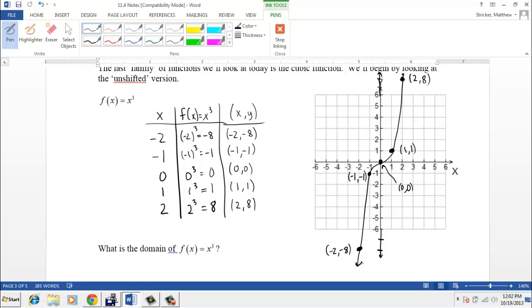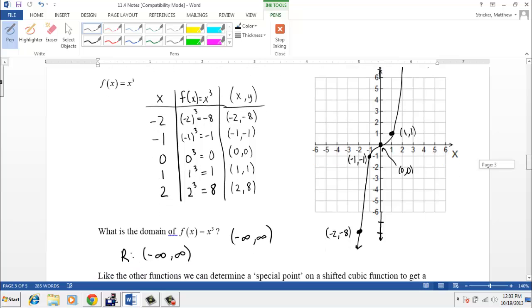Okay, so are there any restrictions on x values that we can plug into x cubed? Or if I look at the graph, will the graph stop anywhere? Is there places it won't go? Or as it goes up to the right, will it cover all my x values? Or as it goes down to the left, will it cover all my negative x values? The answer is, yeah, there's no restriction. The domain is negative infinity to infinity. Keeps going. And what about the range? Again, it's negative infinity to infinity. There's no restrictions on what y can be.